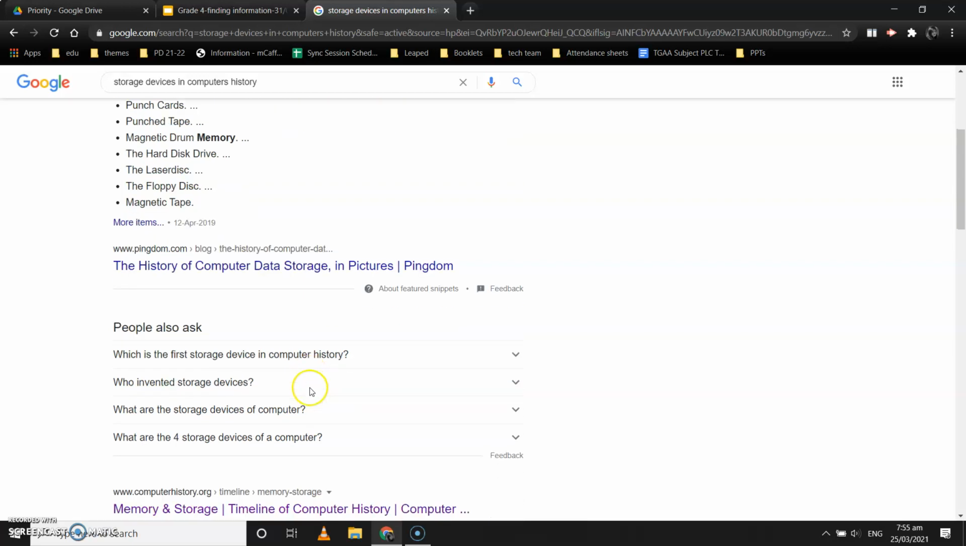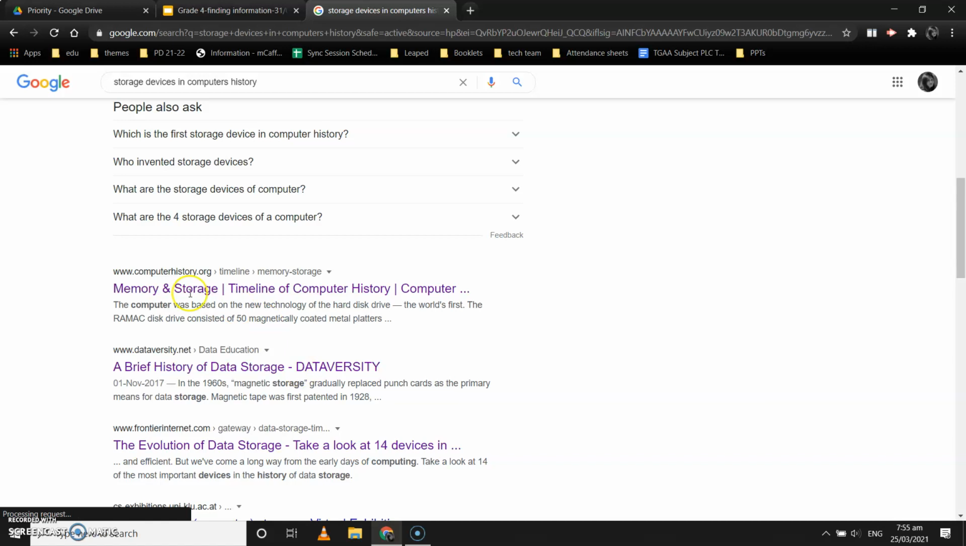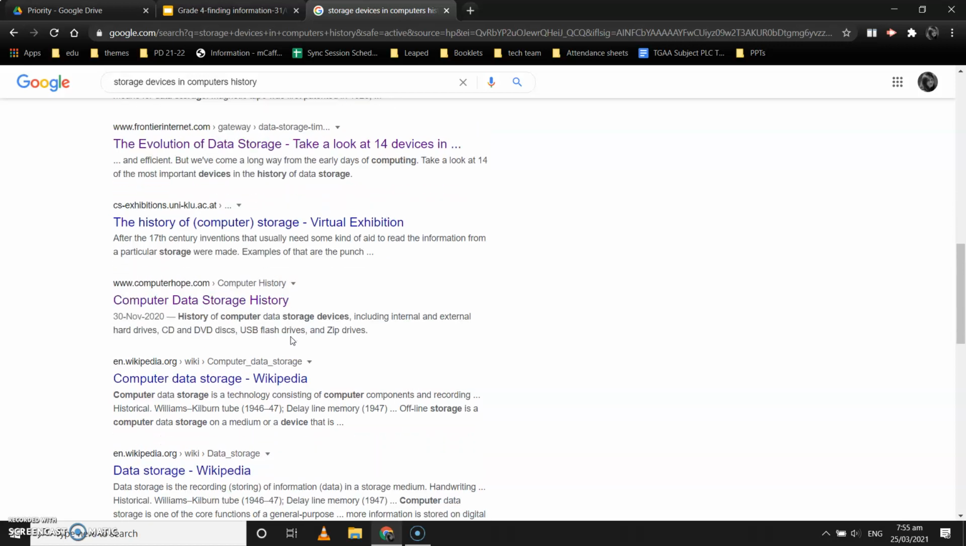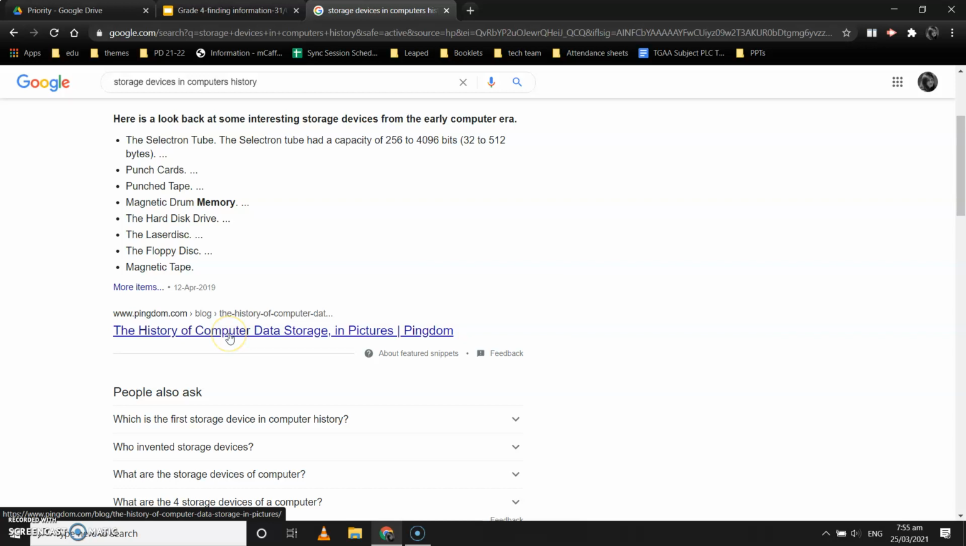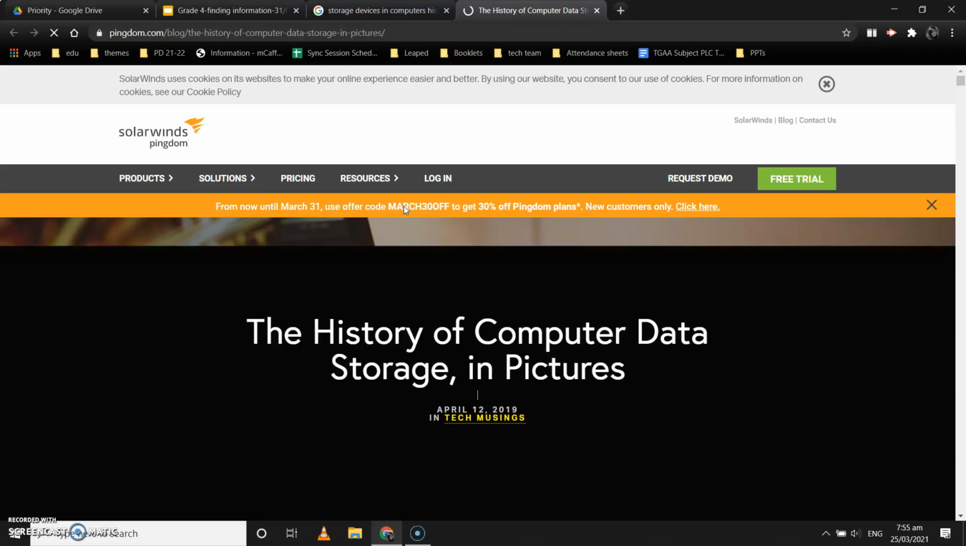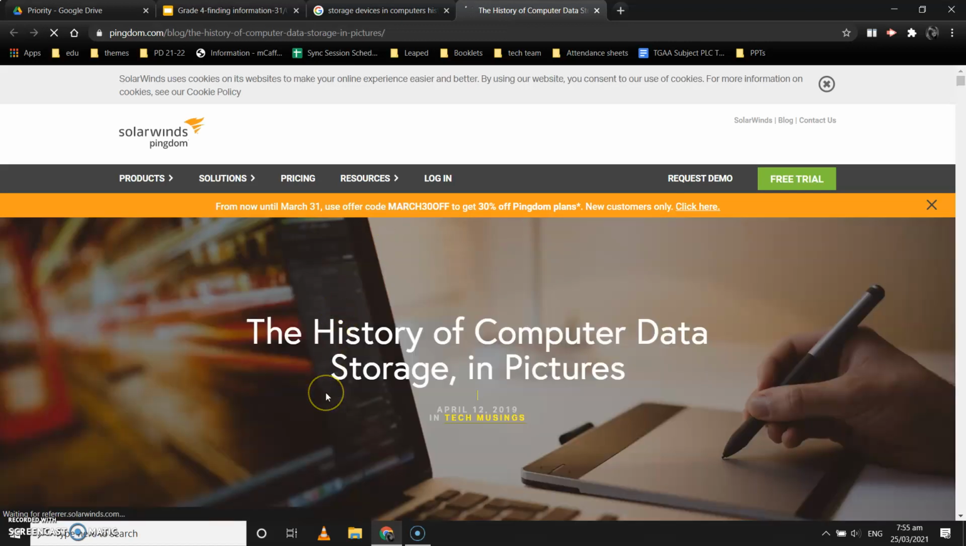You will get the history of computer storage, pictures also for that, and you will get the memory and storage, timeline of computer history. There are so many different websites that give you information about such things. So we'll open the first website that we have got. I have opened it over here. Let's see now what information we have got.